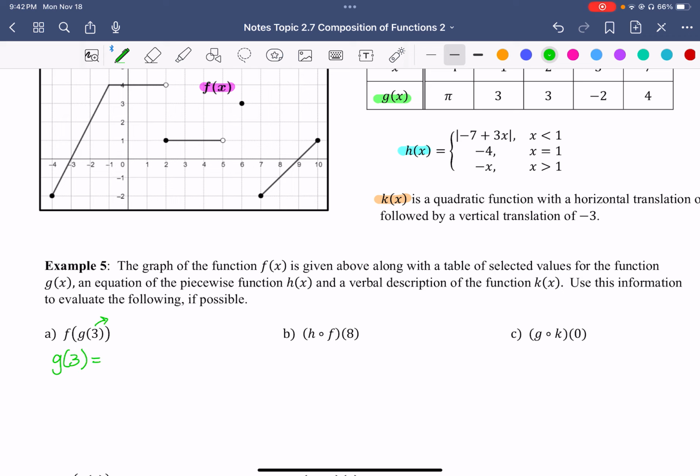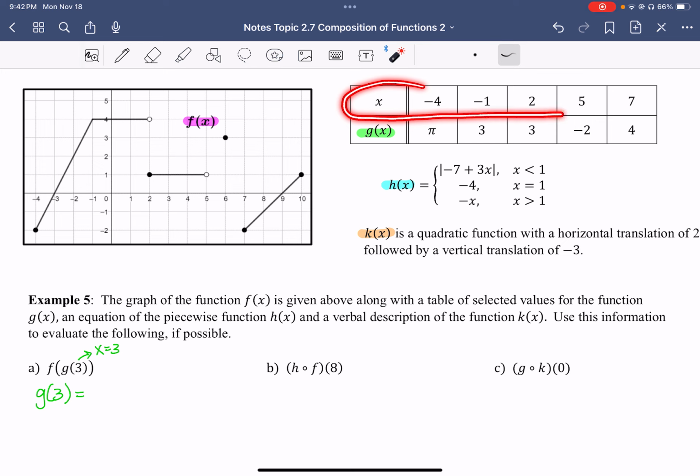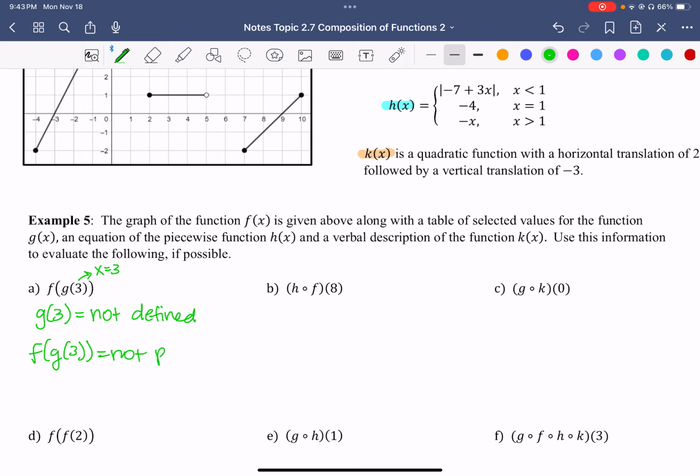Now remember, this 3 represents your x value. So they're telling you what is the y value on the table of g when x equals 3. So I'm looking here at the table of g. I do not see x equals 3. Now, they added "if possible." So that means that you're not always going to be able to compose the functions. So because g of 3 is not defined, that means that f of g of 3 is not possible. And so you would just say it is not possible.